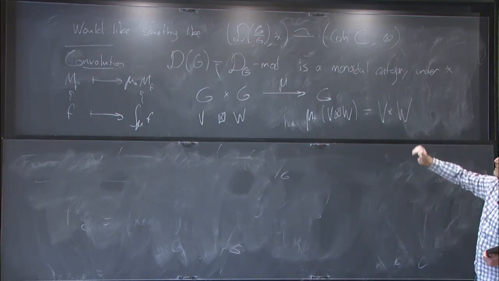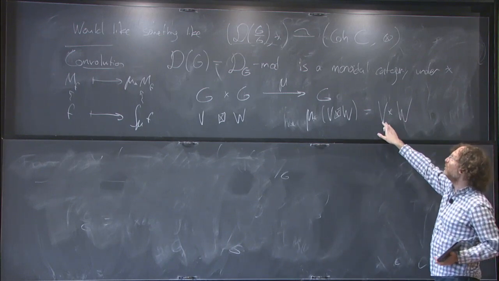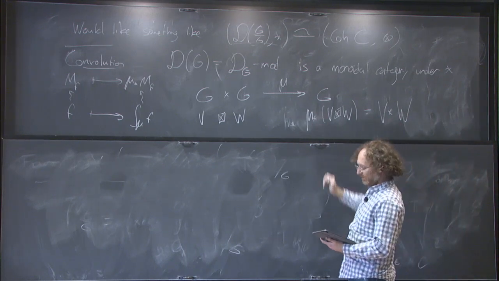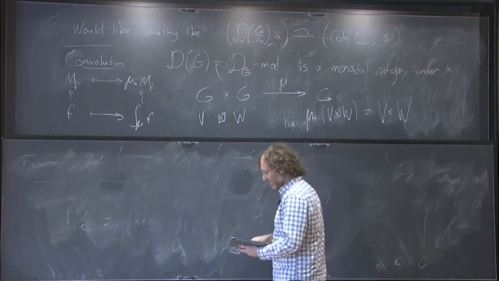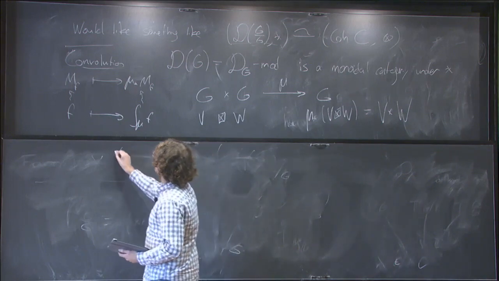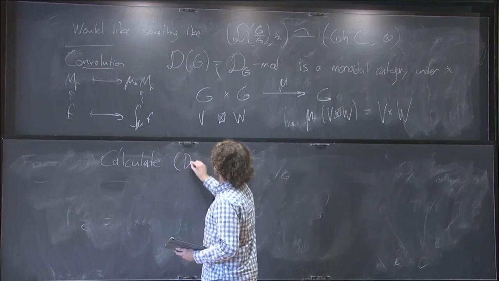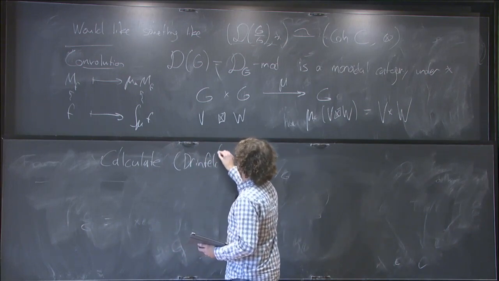Let me just say, this is kind of an analog of the group algebra. So there's a convolution operation. There's a multiplication on these D-modules, and then you ask what its center is. So then you can calculate what's known as the Drinfeld center, the analog of the center in this setting.